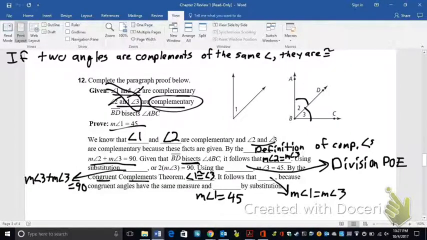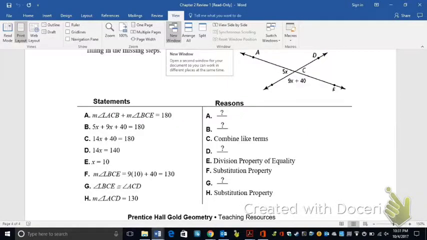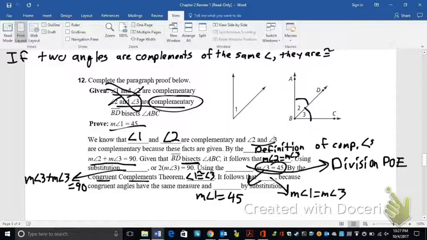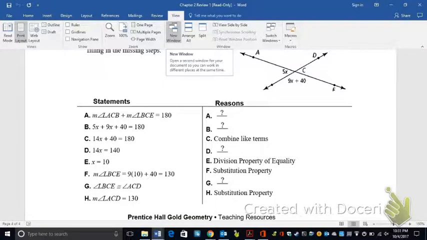the measure of angle 1 equals 45 by substitution. Again, what we're doing is we're switching out the 1 for the 45 there. And again, we know that our last step should always be our prove statement. Our prove statement is angle 1 equals 45, so that should be our last step. Okay, moving on. Next proof.